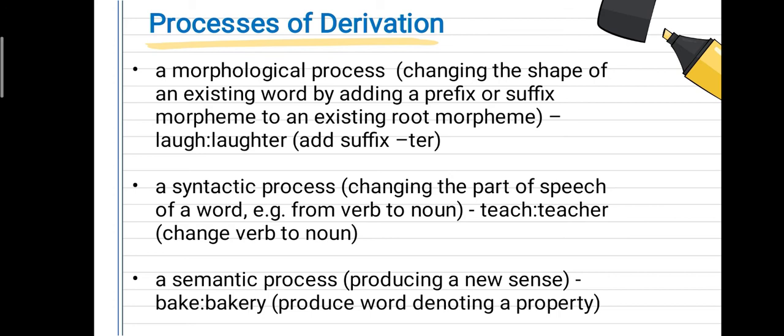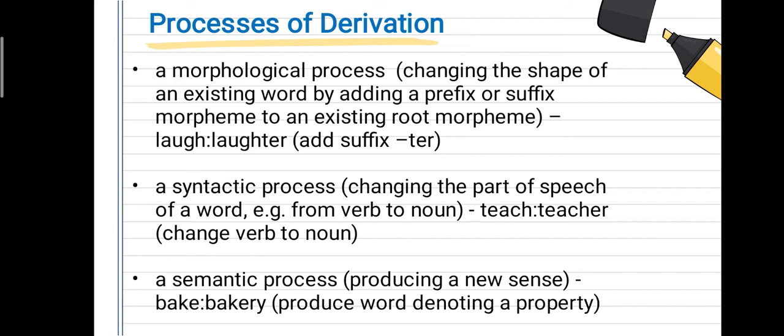Second, a syntactic process. This process is changing the part of speech of a word, like from verb to noun or from adjective to noun. For examples, the words teach and teacher, which is from verb to noun, and the words clear and unclear, which is from verb to adjective.